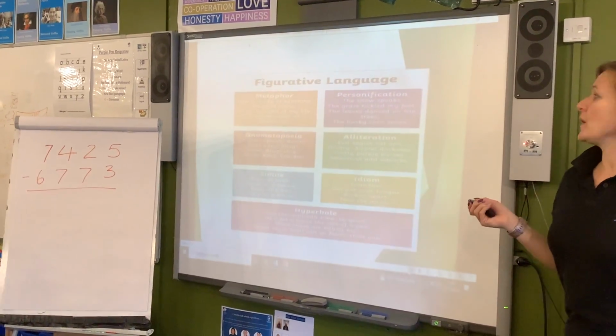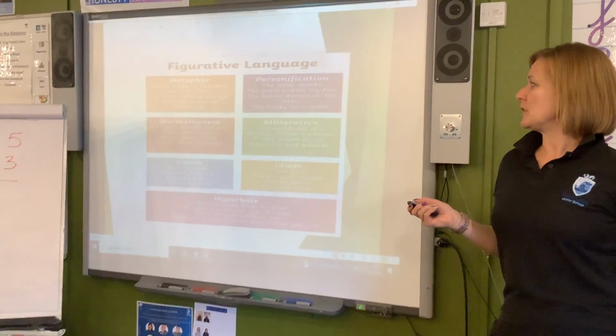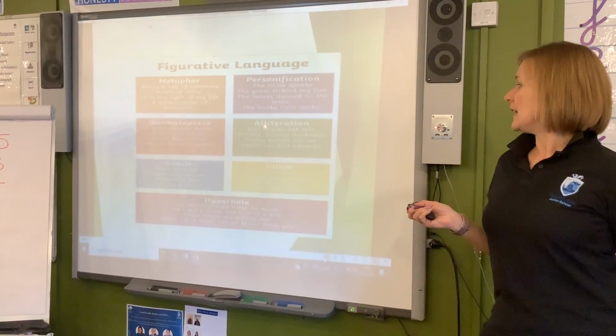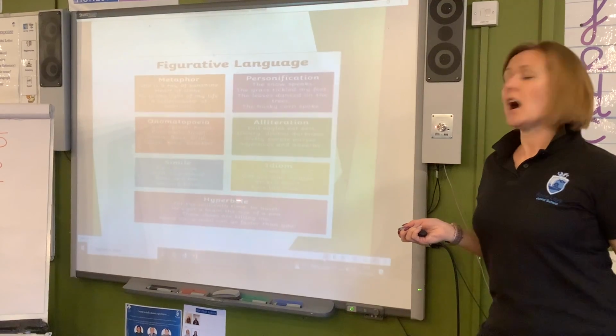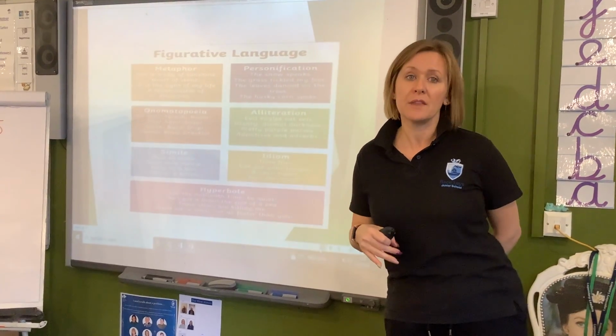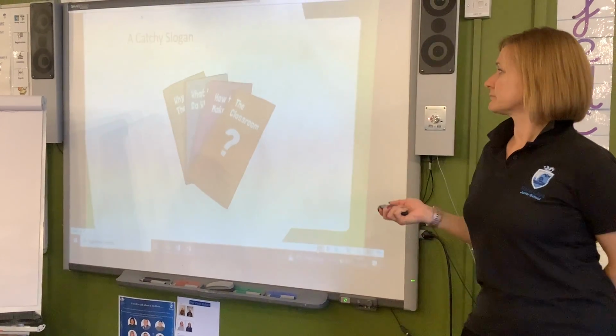And the figurative language, so we're going to be looking at metaphors, onomatopoeia and similes, personification, alliteration and hyperbole. This would be terminology that our children become very familiar with next half term.